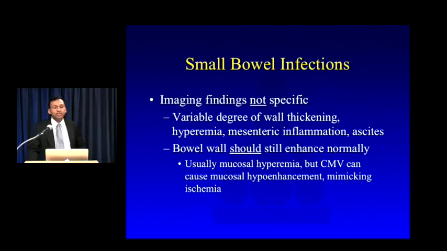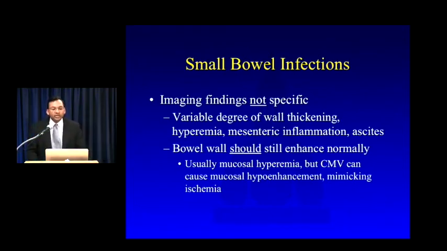Now, as I mentioned, the imaging findings for infection are not specific. You're going to get variable degrees of wall thickening, hyperemia, mesenteric inflammation, and ascites, and that can be variable not only between one infection and another, or one organism and another, but even between patients. Two patients can have the exact same organism and can have very different CT findings.